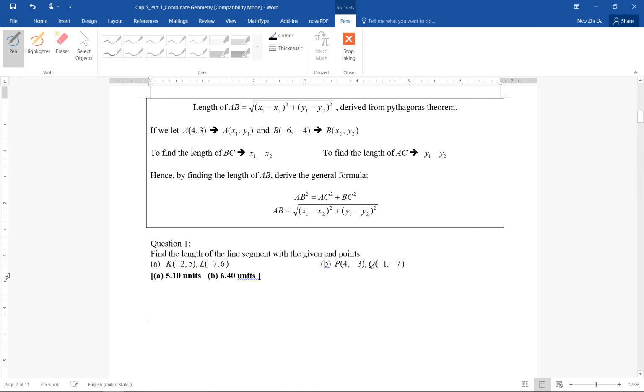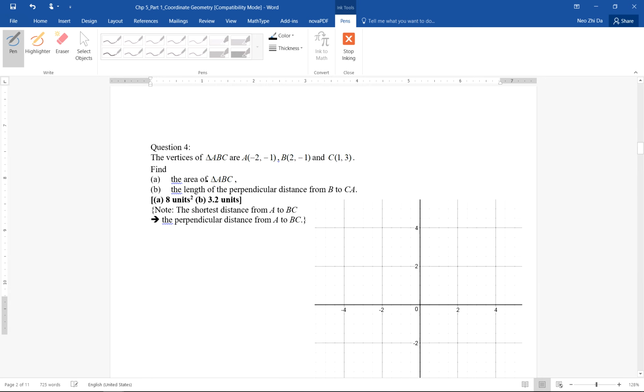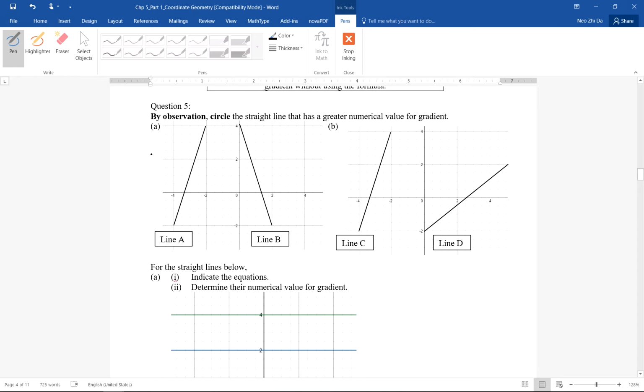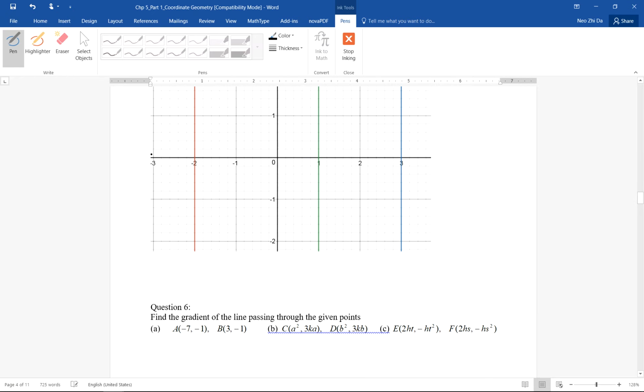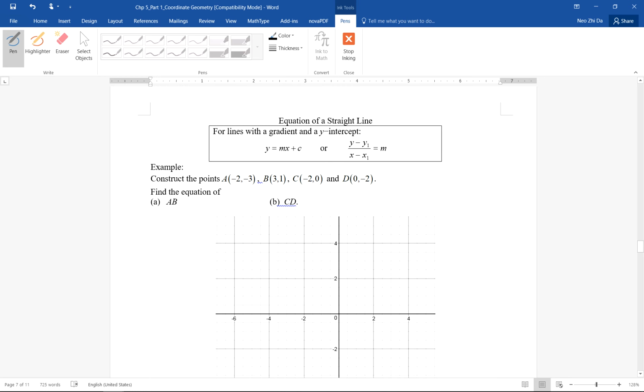First and foremost, number one, this is the length of a line segment. Number two, gradient. This is the formula for gradient. And number three, how to form a straight line. This is the formula for straight line.